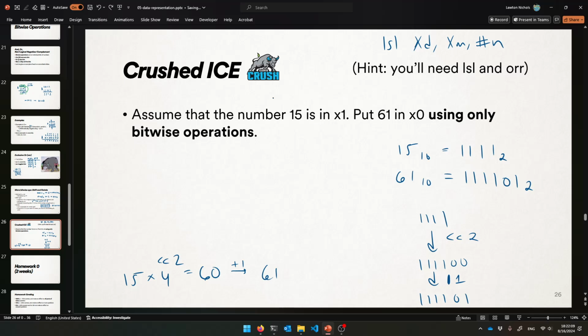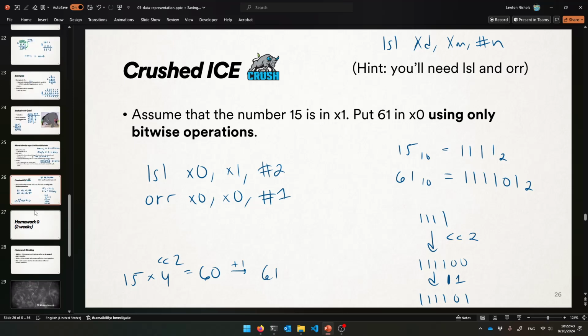So yeah, if 15 is in x1, how do I get from here to here? Let's put my answer in x0. So it's logical shift left into x0, starting with x1, and I want to shift it left by 2, placing the answer. So now I've got this in x0. Then I want to OR whatever is in x0 with the number 1. There. And so those would be your 2 instructions to achieve your goal, all right, using bitwise operations.